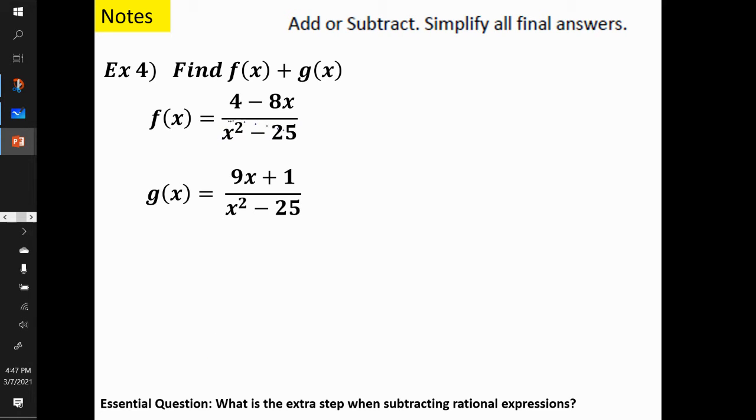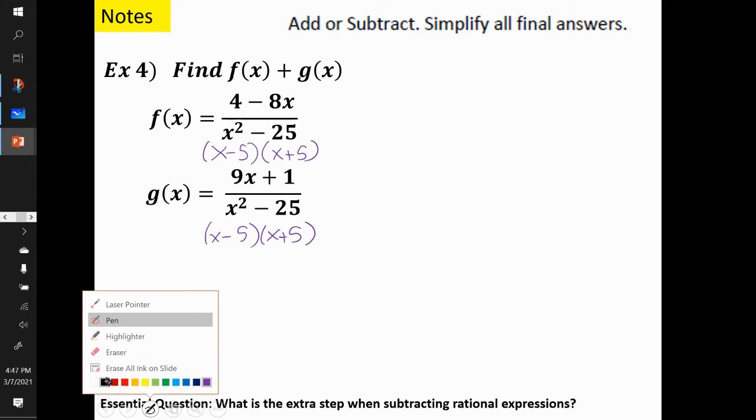on this, we have an x squared minus 25. So I would want to factor that first. So I'm going to factor x minus 5, x plus 5. And obviously they're the same. So we know this bottom one's going to be the same thing. X minus 5, x plus 5. Because it's a difference of 2 squares. We know x times x is x squared, and we know 5 times 5 is 25, and they have to be opposite signs.